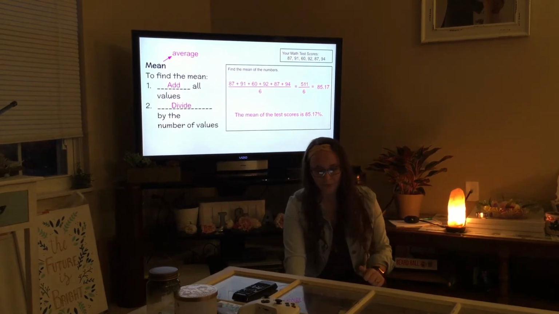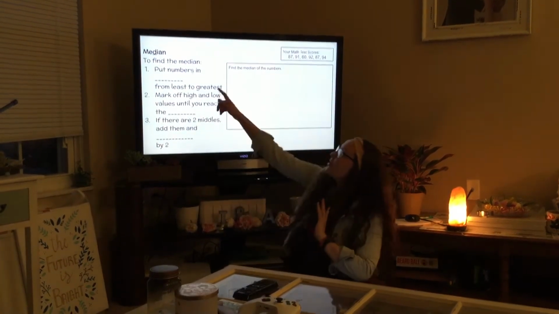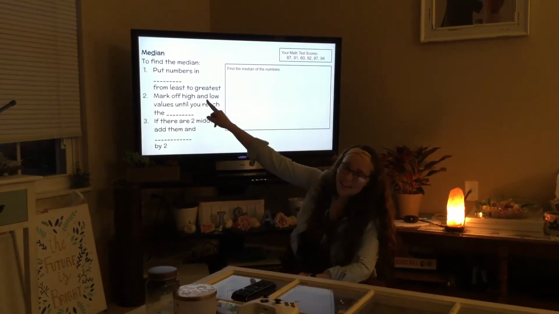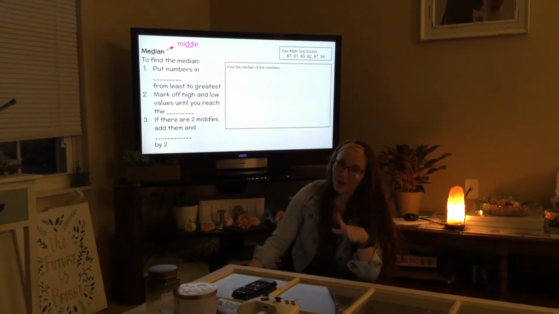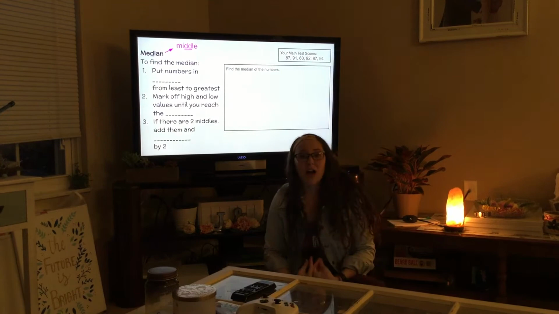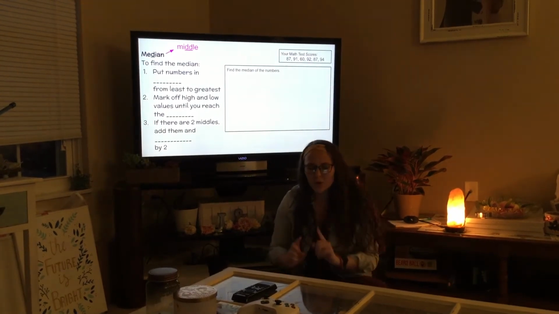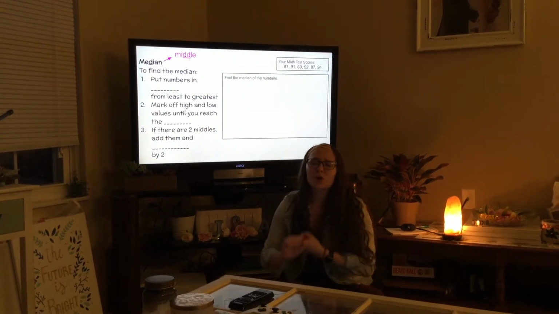All right, moving on. So now we're going to find the median. And you'll notice that median has a D, and that D is in the middle of the word. So median is another fancy word for the middle of a data set. The most important thing about finding the median is that step number 1 is so important.